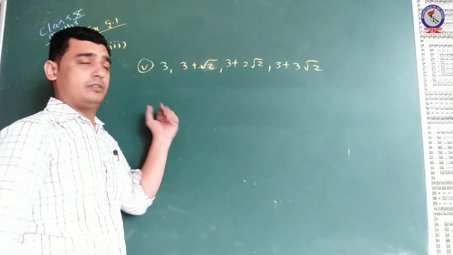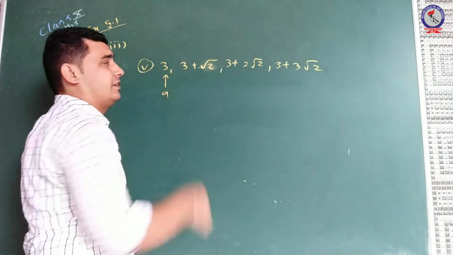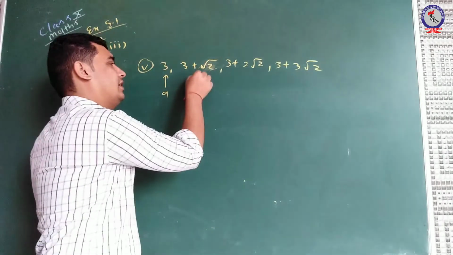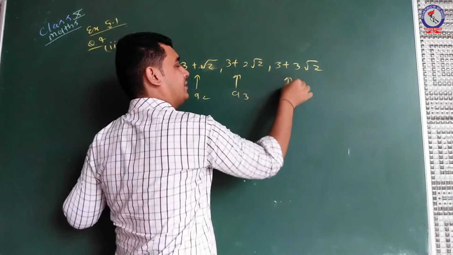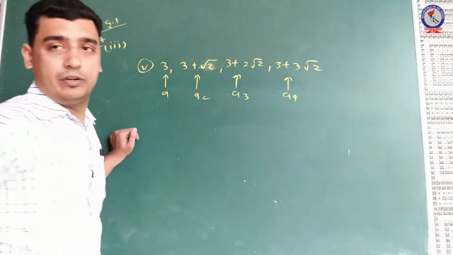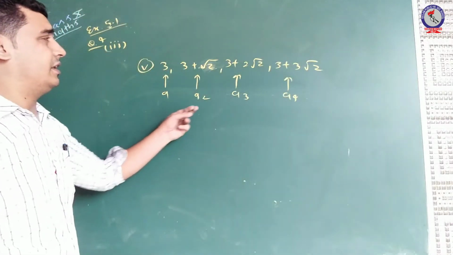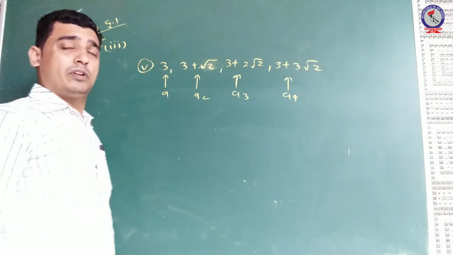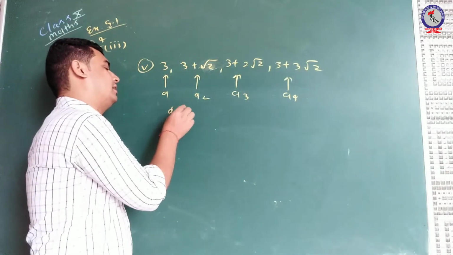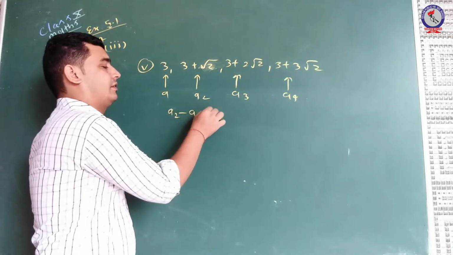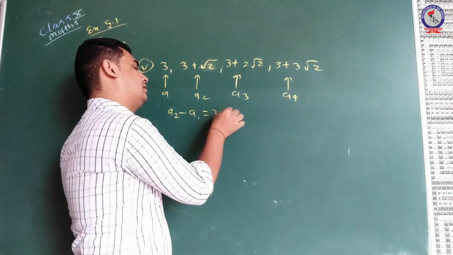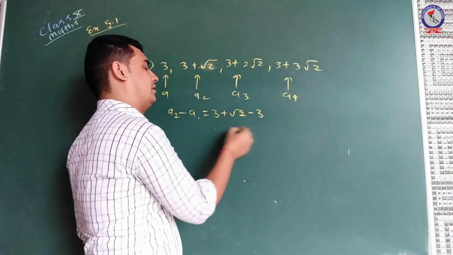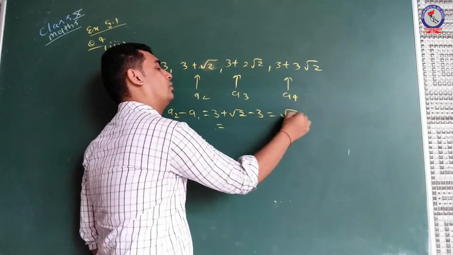So A is what? This is A, this is A2, this is A3, this is A4, and so on. This is A, this is A2. So what is our common difference? Common difference will be A2 minus A1, that is 3 plus root 2 minus 3. So root 2 is the answer.